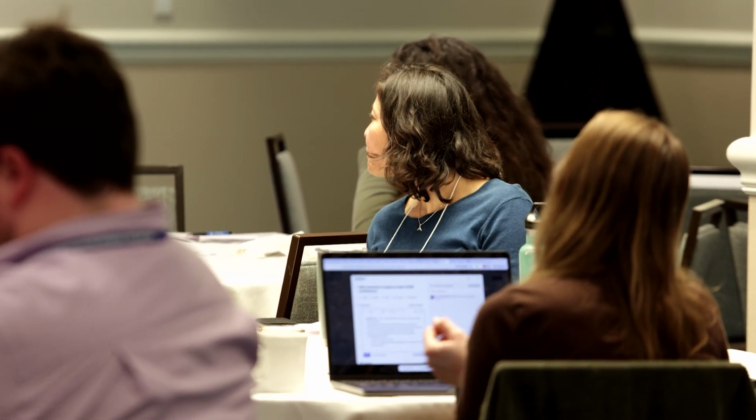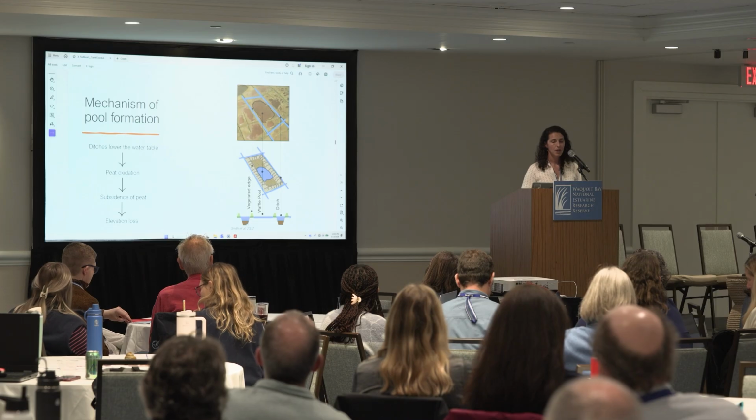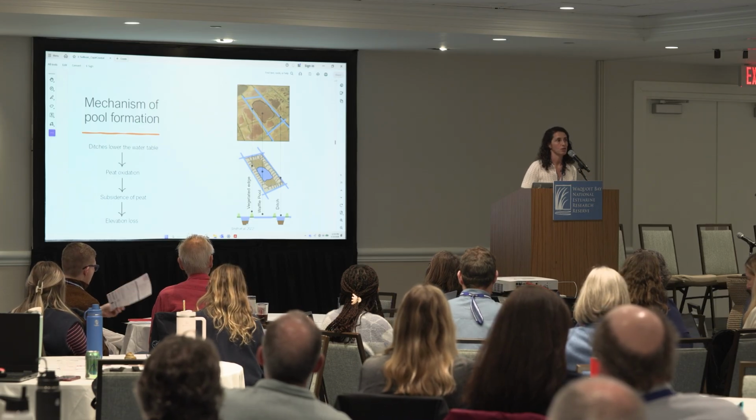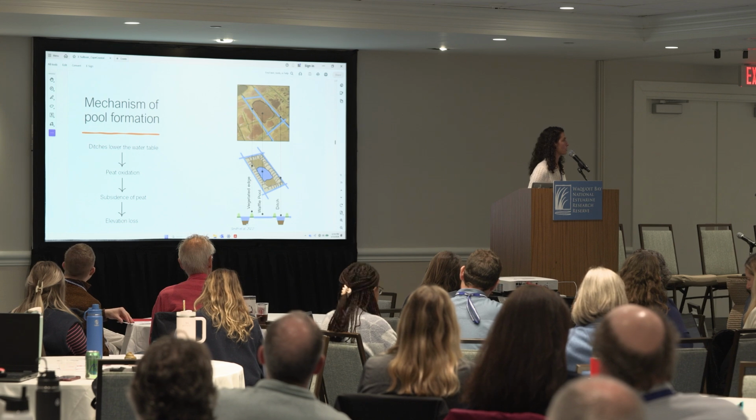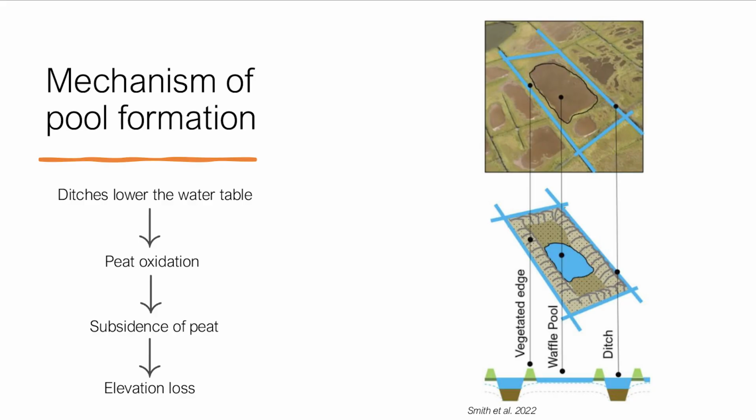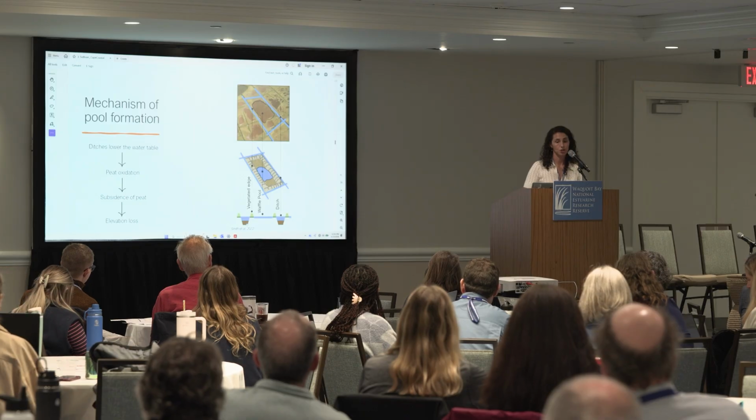This is another mechanism of that pool formation. So in blue, you have the gridded ditch system. And so what's happening is that those ditches lower the water table, which is causing the sediments to be exposed to oxygen. So that peat gets oxidized and then it subsides, resulting in elevation loss. So with that low elevation, that's further trapping water, killing vegetation, and creating this kind of positive feedback loop where we're continuing to lose marsh habitat.